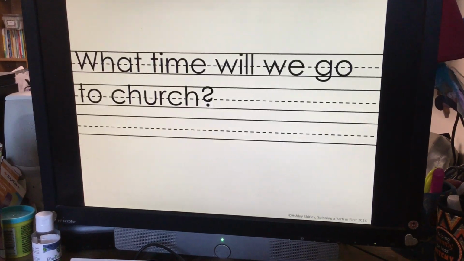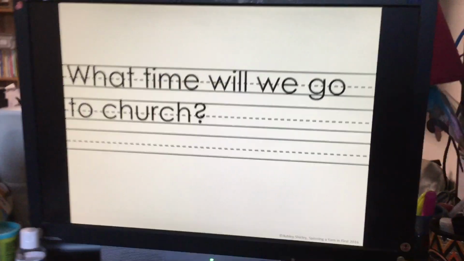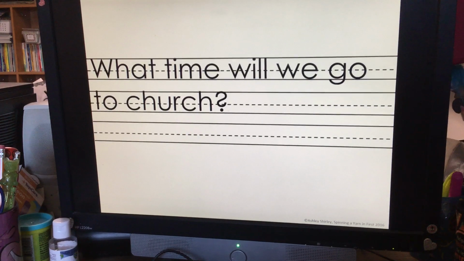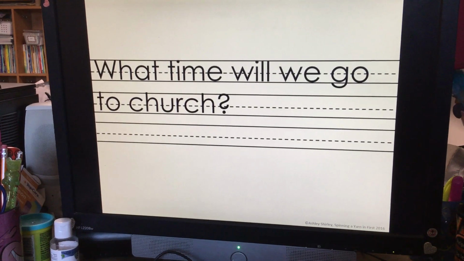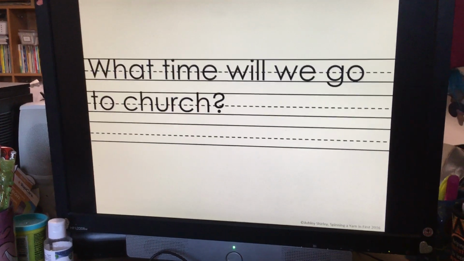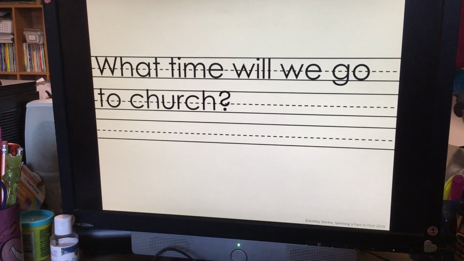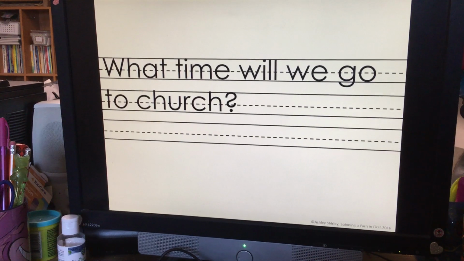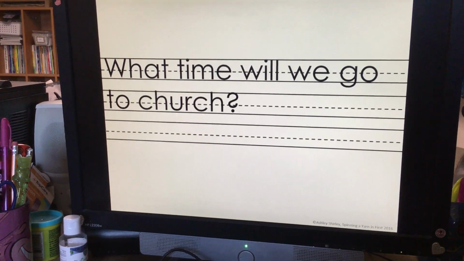Okay, moving on. Here is your sentence for today. What time will we go to church? Now they're asking, what time will we go to church? It's a question, so the proper punctuation would be a question mark. It also needs to start with a capital letter. The W in what is capitalized.